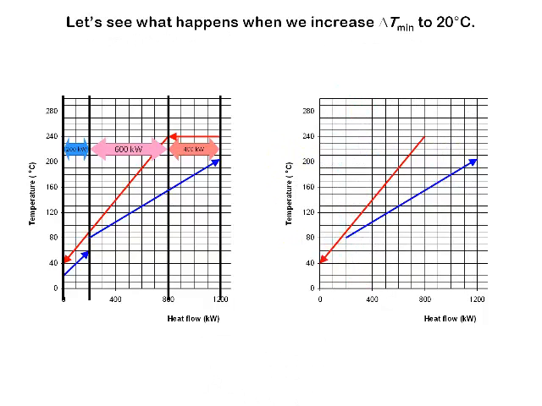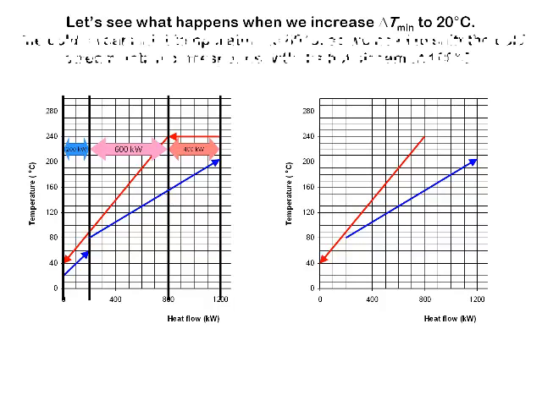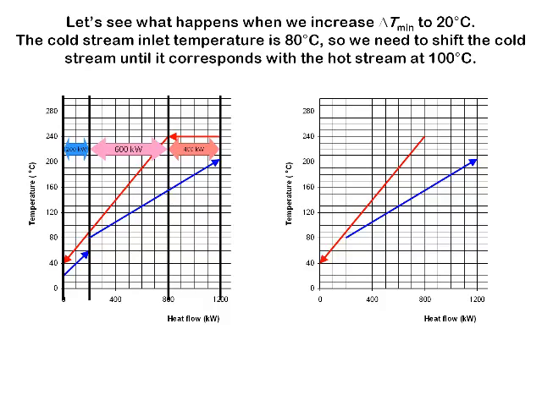Okay, let's see what would happen if we increased our delta T min to 20 degrees C. The cold stream inlet temperature is 80 degrees, so we now need to shift the cold stream until this inlet corresponds with the hot stream at 100 degrees C. So let's do that. There it goes. Right, so now we have a 20 degrees C difference in temperature at the cold end of the heat exchanger.